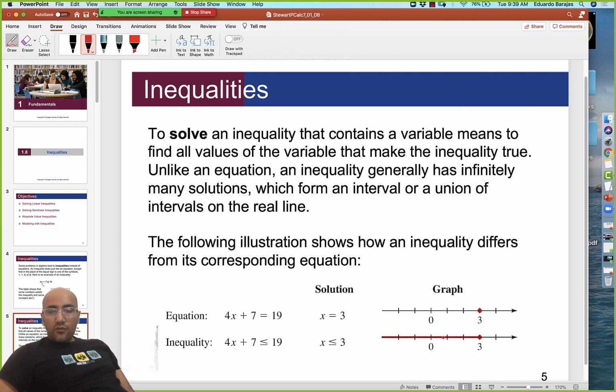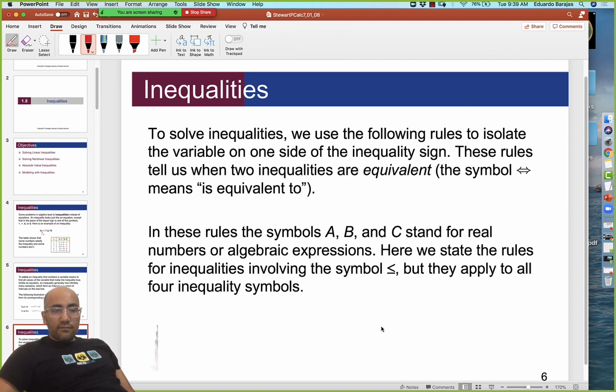And so here, this graph describes all possible answers, right? The x can be replaced by any value in this segment of the number line, and we always get a true statement. So the only thing we really have to do is examine what are the properties of inequalities that are a little bit different from equations.